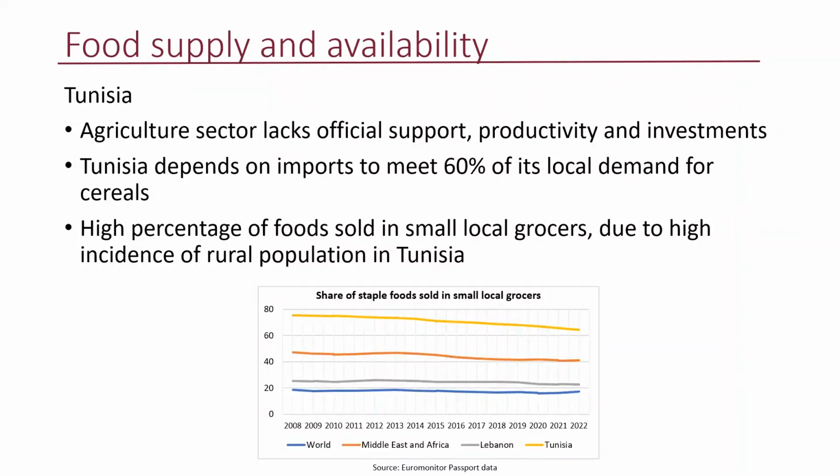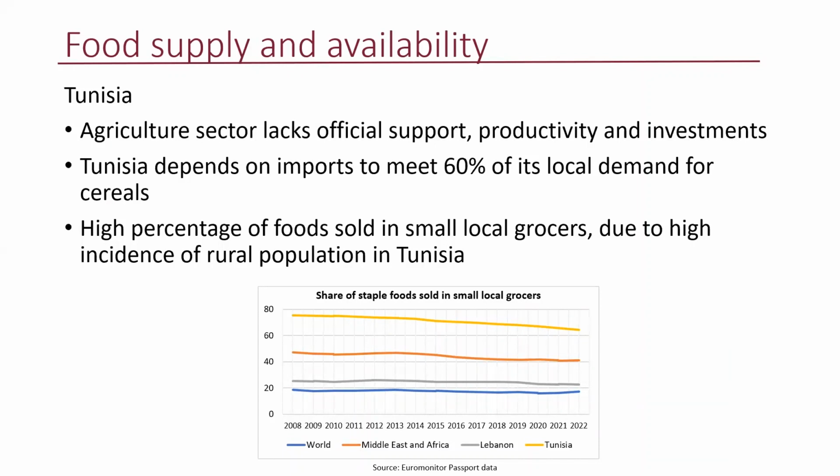While in Tunisia, the main feature of food supply is that the agriculture sector lacks official support, productivity, and investments. And Tunisia has some kind of self-sufficiency in some products, but still for cereals, it relies on imports to meet 60% of its local demand.